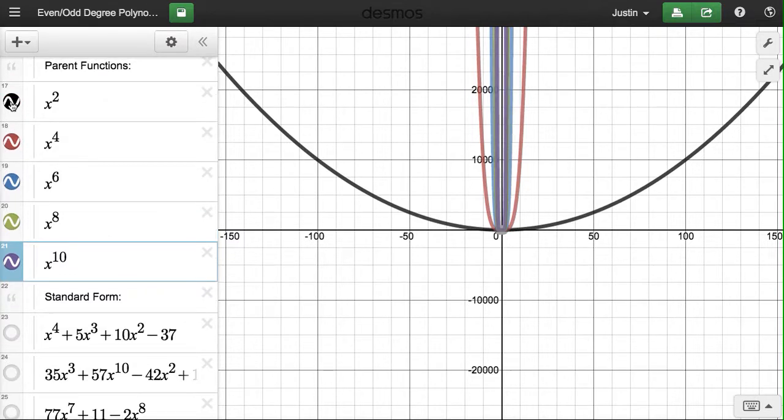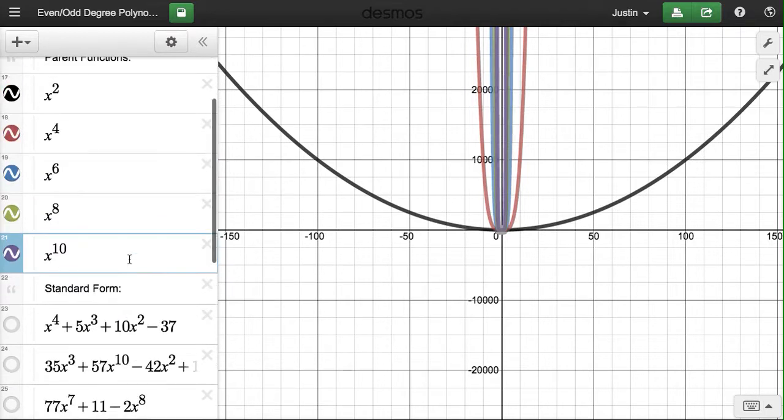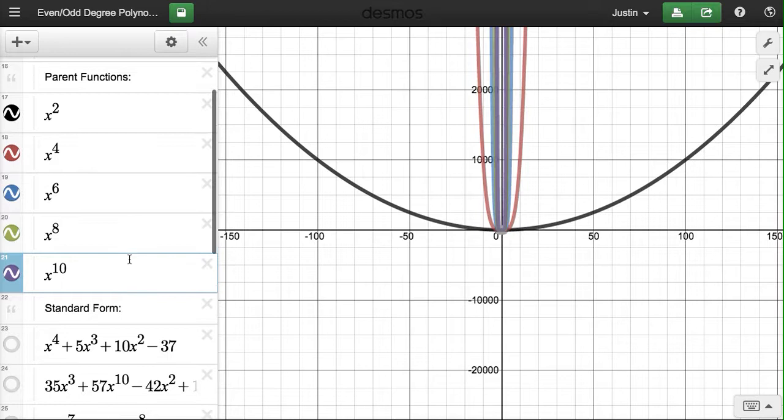So x squared, x to the 4th, x to the 6th, x to the 8th, x to the 10th, pretty easy to recognize. They're even degrees, there's only one term. We're going to look at what happens when I have a whole list of terms and see how to pick out which are even degree and which are odd degree. So take notes on the basic shape and what I've just spoken about here, and when you've done that, then unpause the video and move on.